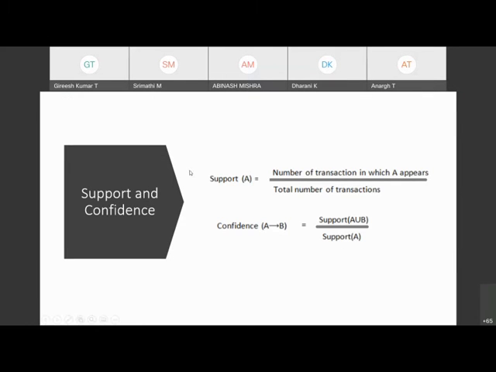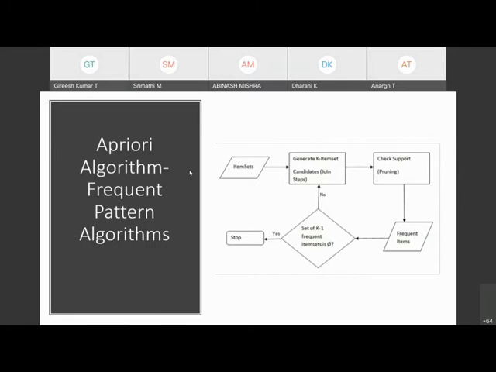So now we understood the meaning of association rule mining and the terms support and confidence. Now, based on this, we are going to introduce one small algorithm. That algorithm is called the Apriori algorithm for frequent pattern mining. We'll see how this Apriori algorithm works, how it reduces the number of rules, and how it helps extract information in minimal time.